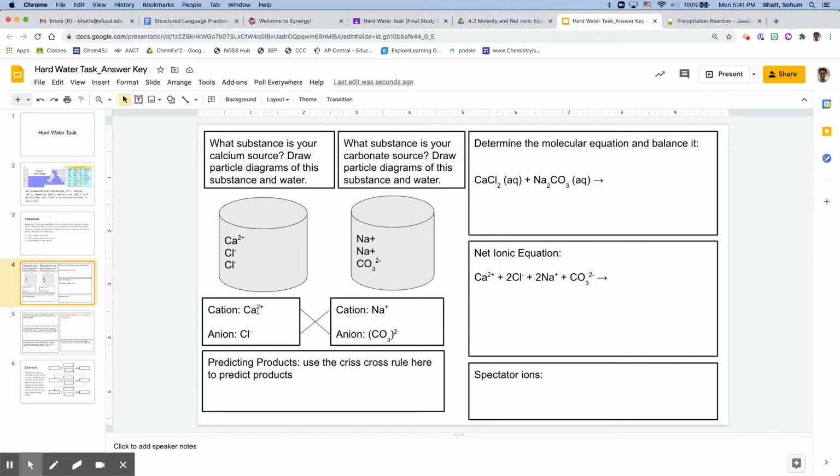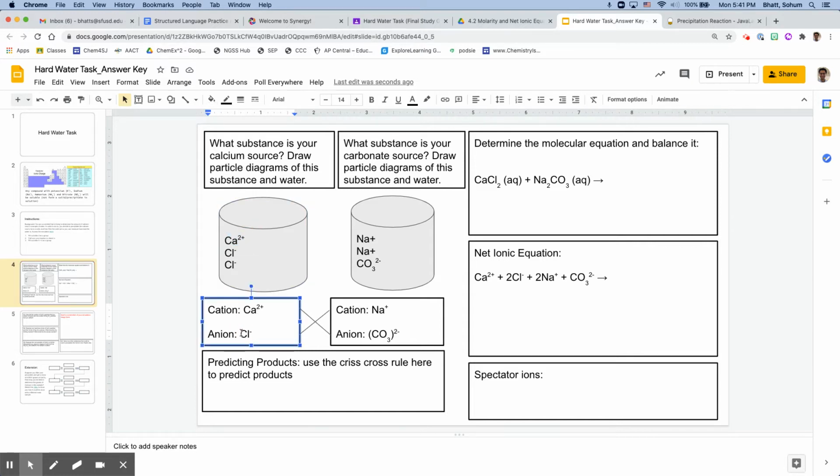My cation is always my positive ion right here. My anion is always my negative ion. Even though I have two, I only take one of them. Over here, my cation is my positive ion. Even though I have two, I only take one of them. And my anion is CO3 2-. All right. And now here comes the crisscross rule.